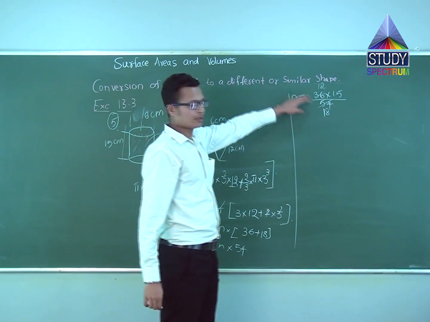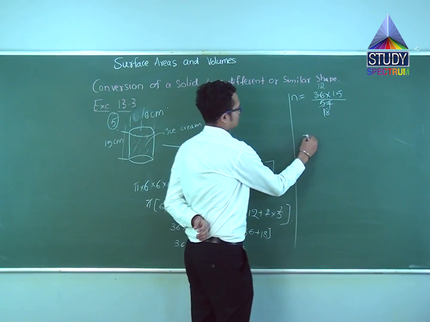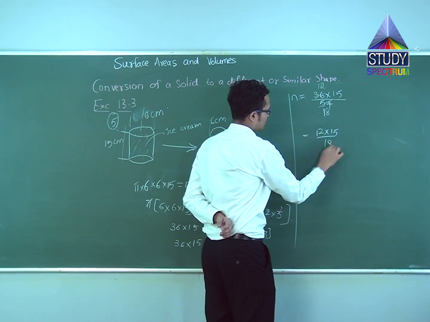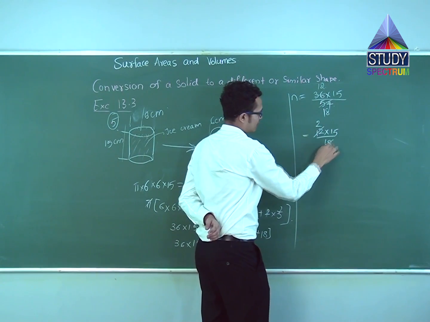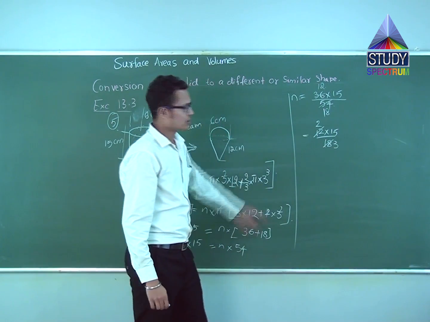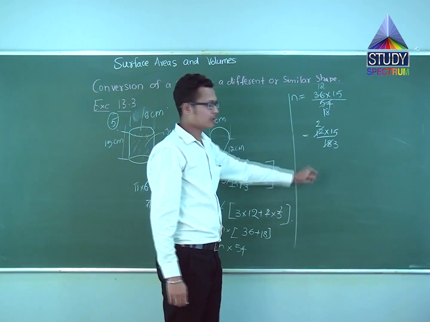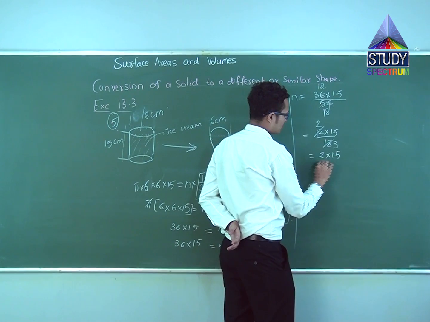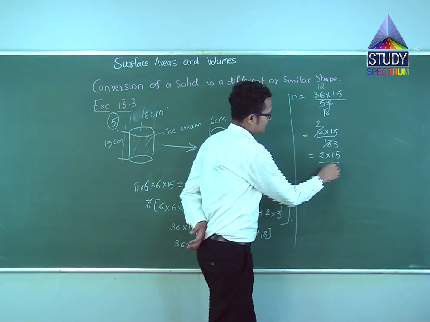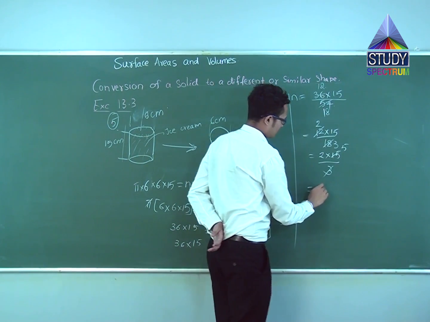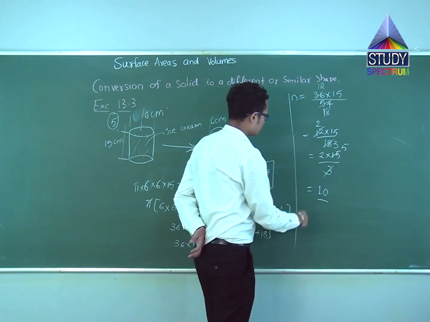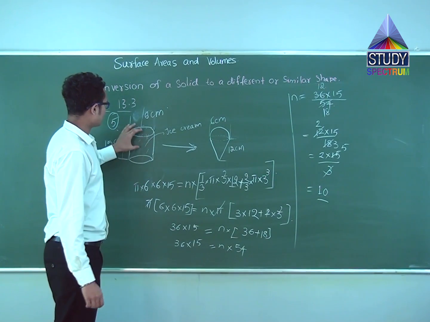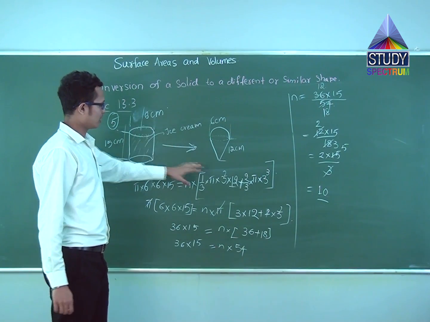3 times 12, 3 times 18 is equal to 12 into 15 by 18. 6 times 2 and 6 times 3. And this is equal to 2 into 15 by 3, and this is 3 times 5. So therefore, there can only be 10 such ice creams that can be made from the ice cream contained in this whole container. 10 such ice creams.